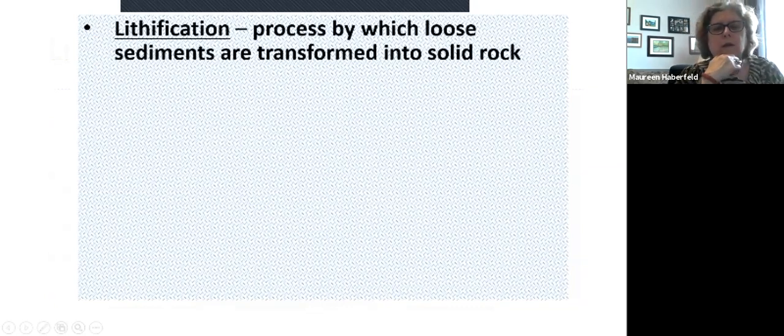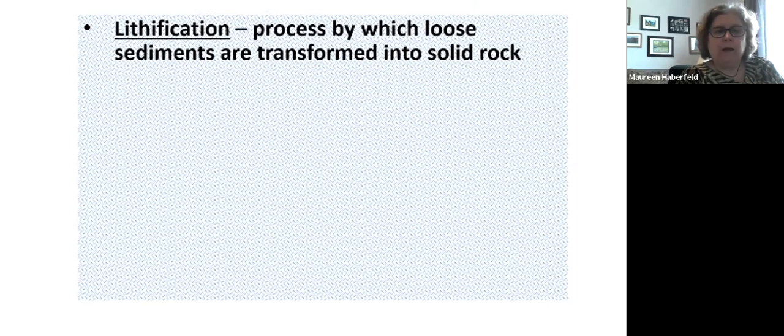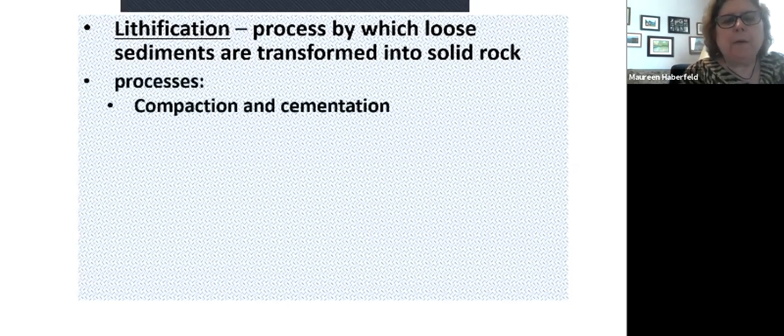The process that transforms loose sediments into solid rock, the name for that is lithification. The root of that word, L-I-T-H, lith, means rock. So lithification is transforming those loose sediments like the sand or the mud into solid rock. And that happens by the process of compaction. All of that material gets squeezed together by other stuff being deposited on top of it, and then cementation. And that usually occurs by water in the environment.